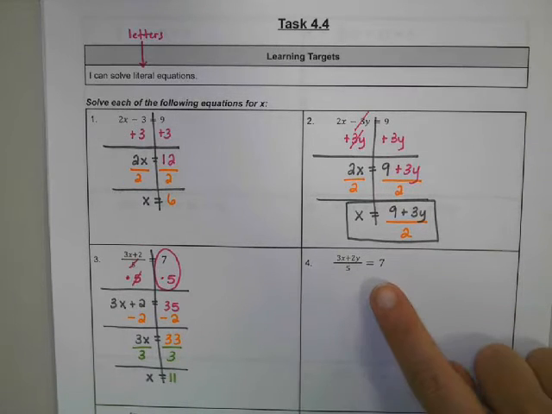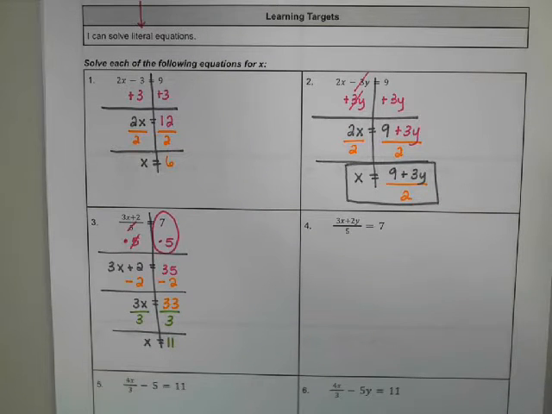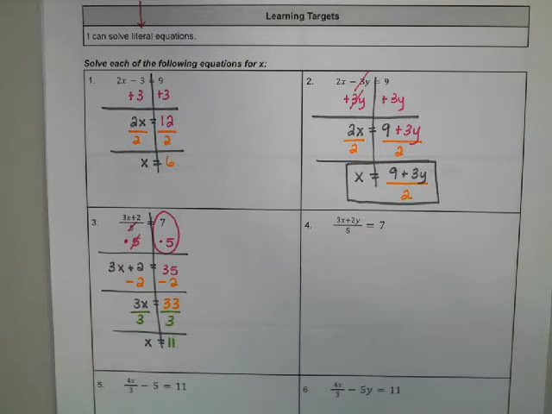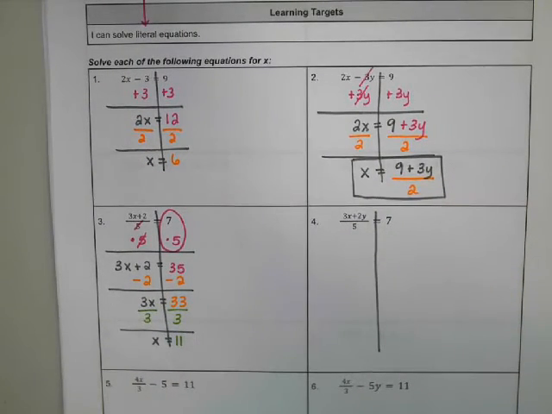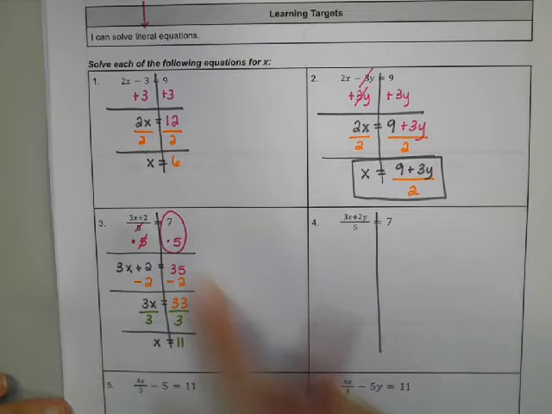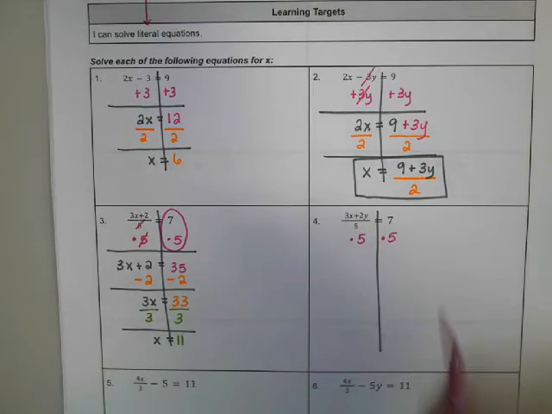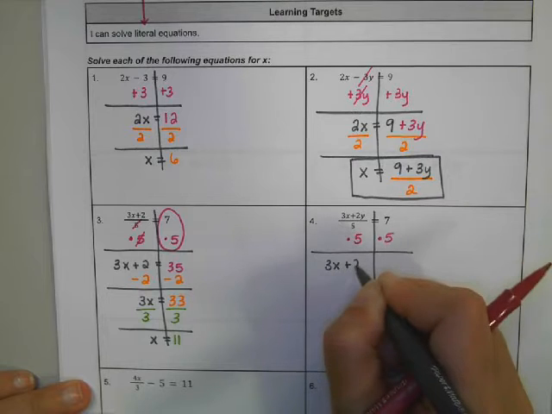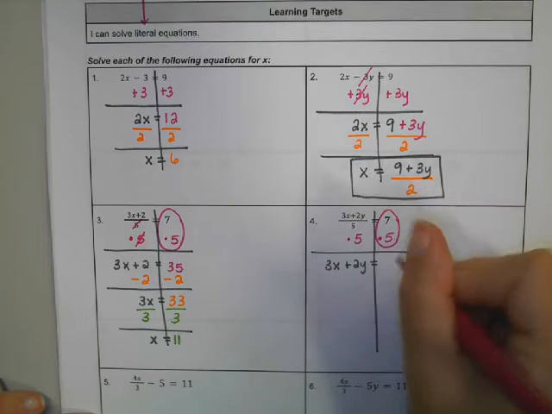In problem 4, you'll notice it's a very similar problem to problem 3. It's just that instead of having 3x plus 2, we have 3x plus 2y. So let's see how we would solve problem 4. Now the first thing we did here was multiply by 5, so let's do that first here as well. I'm going to multiply by 5. When I do that, I'm going to drop down my 3x plus 2y, and 7 times 5 is 35.